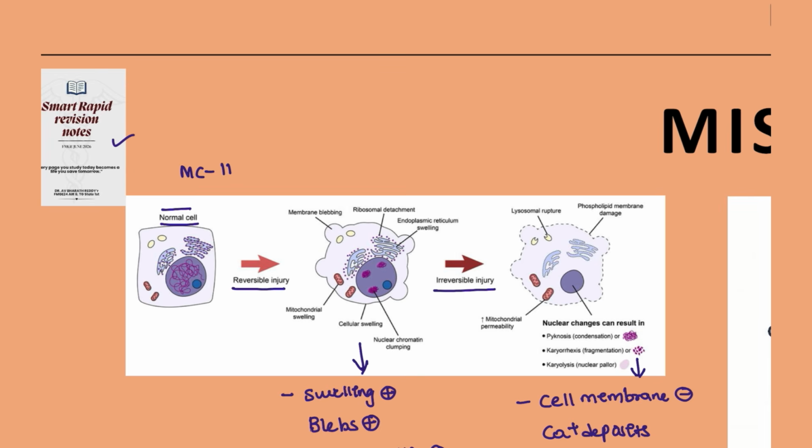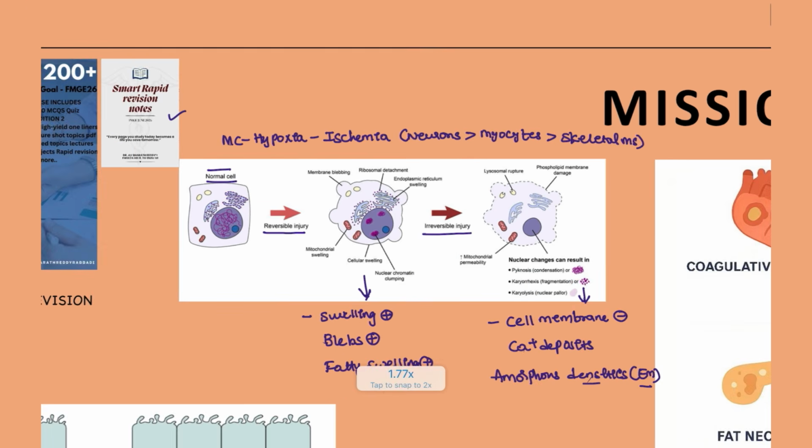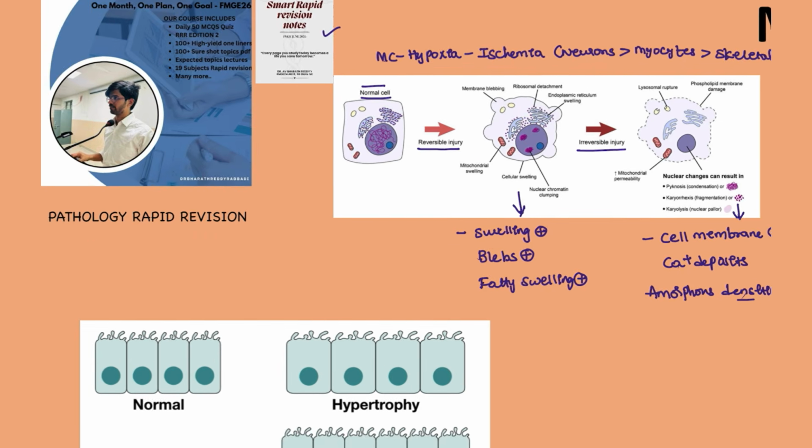Next, what is the most common cause? The most common cause will be hypoxia, and the hypoxia could be due to ischemia. And what are more prone? More prone will be neurons, followed by myocytes, and very last, the skeletal muscles. So this is how the pattern of hypoxia will be seen in these patients.